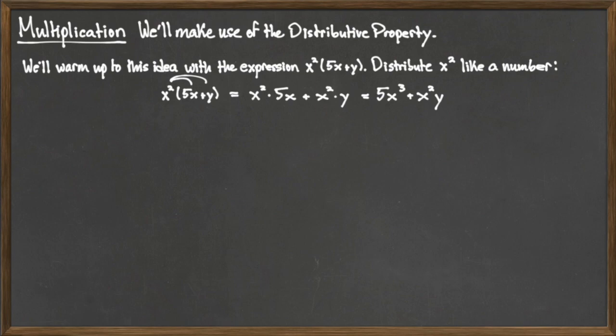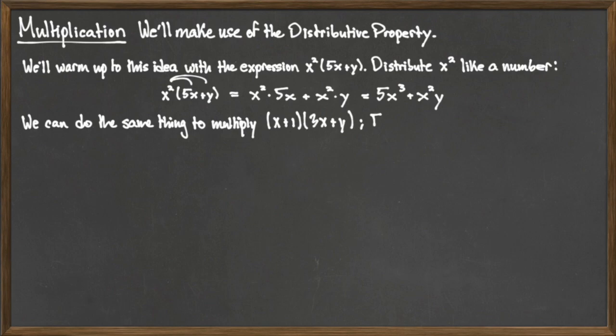The reason I say this is a warm-up is to set a precedent that says I can multiply a polynomial using the distributive property, and yes, x squared by itself does count as a polynomial. And we can do the same thing with the quantity x plus 1 times the quantity 3x plus y. Normally I could FOIL this out, but we're going to see pretty soon that foiling does not always work. So let's approach this with a distributive property mindset.